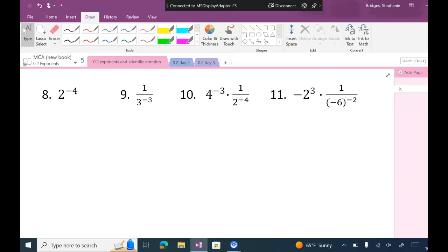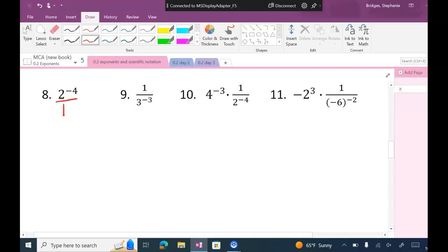So number 8 says 2 to the negative 4 power. And again, we cannot ever leave negative exponents in our answers. That's not completely simplified. And to make the exponent change from a negative to a positive, we have to change the location of the base being 2. Where is that 2 right now? Is it in the numerator or in the denominator? It's in the numerator, right? Because isn't that technically over 1?